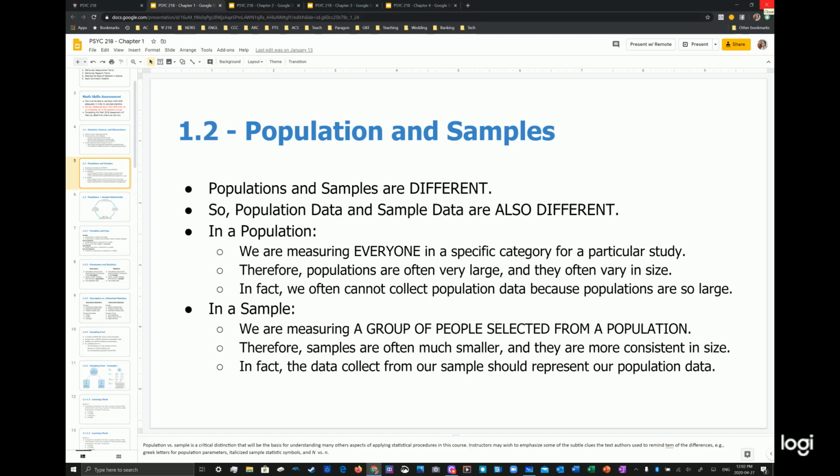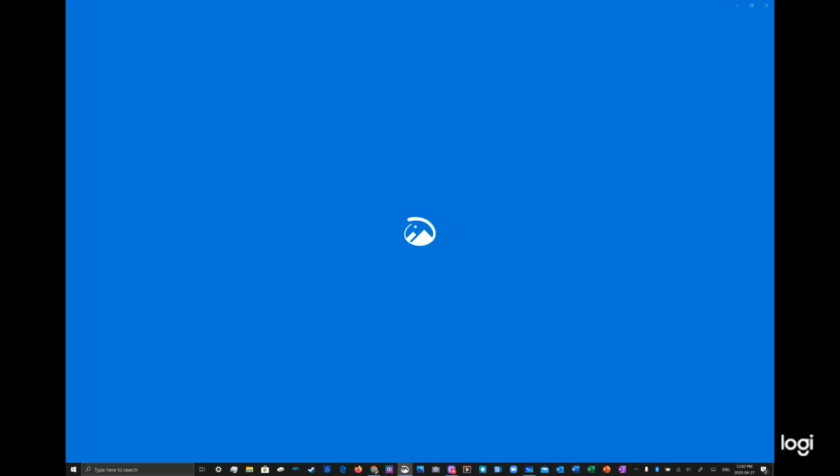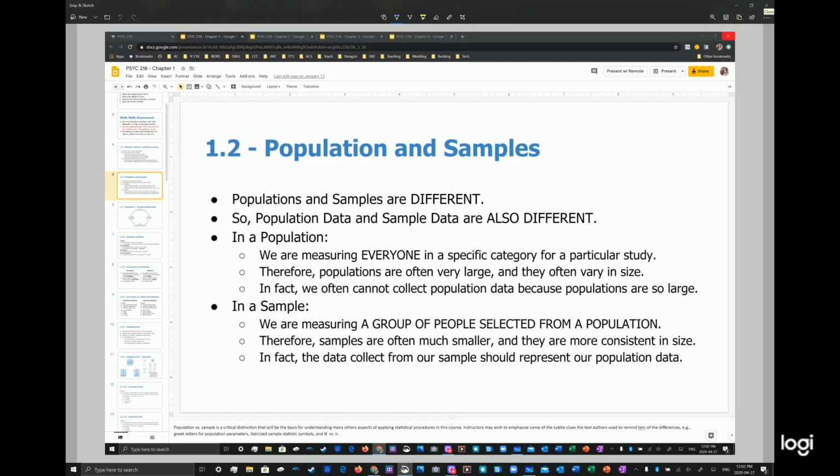The first thing we look at when it comes to behavioral data is this idea of population versus sample. Populations and samples are different. As you may guess, one of these is bigger than the other. Take a moment to see which one is bigger. If you thought population is bigger than the sample, you are absolutely right.